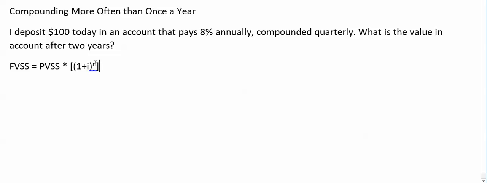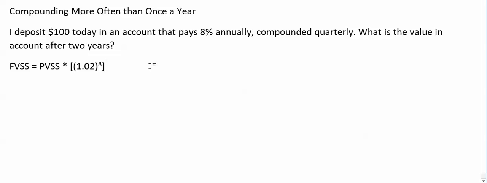What we had done before is we'd made our n 2 for the 2 years, and our I was 8 for the 8% annual interest. This time you don't do it that way. You make your I the quarterly rate, 8 divided by 4 quarters, so 2%. And I need to make it a decimal. So again, I'm getting paid a 2% quarterly rate. And then my n, I need to make 8 because it's 8 quarters in 2 years.